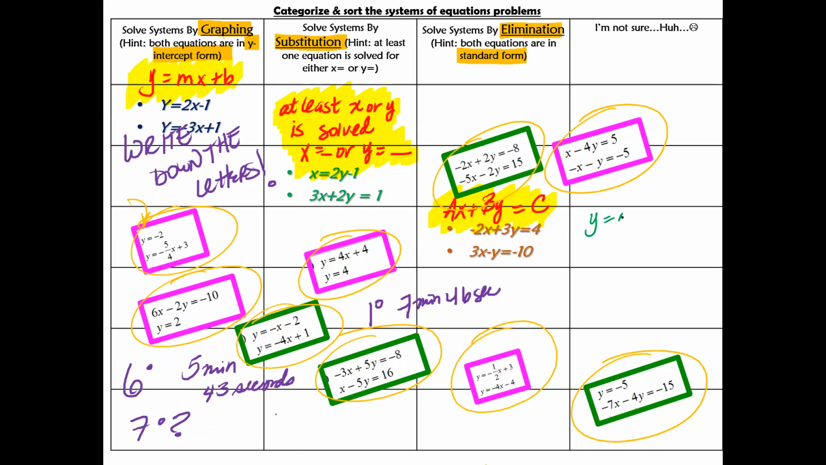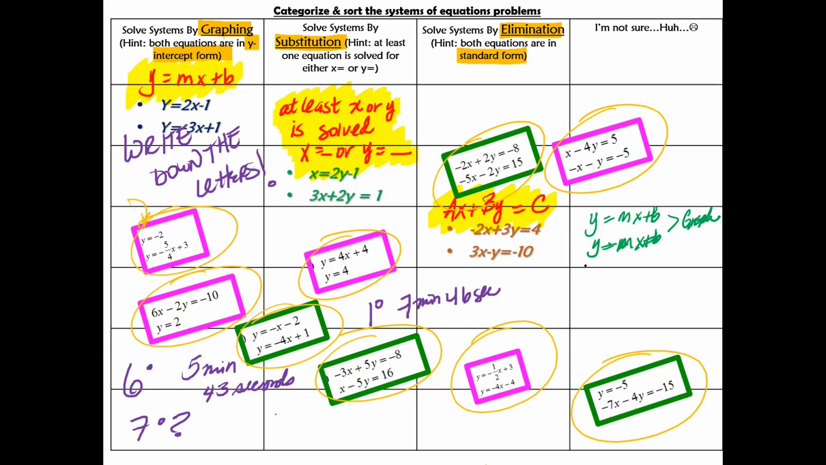If both of our equations are y equals mx plus b, this is called slope-intercept form, then by all means, you should go ahead and solve by graphing.